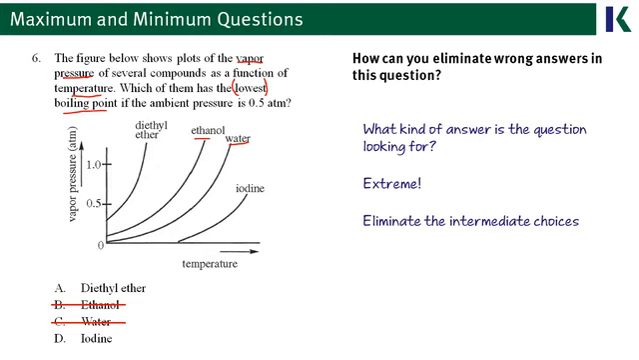Now this one, if you happen to know how to do it, you can carry the reasoning all the way through. If we're looking for a boiling point, we know one definition of boiling point is where vapor pressure equals ambient pressure. Our ambient pressure is 0.5 atmospheres. If we look at the diethyl ether, the 0.5 ambient pressure and the vapor pressure would give us a lower boiling point.